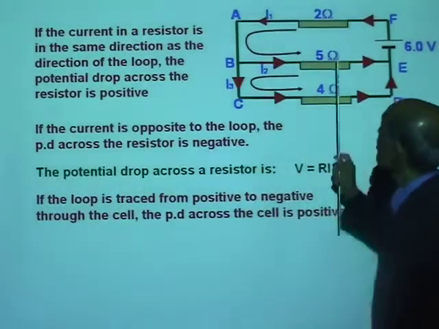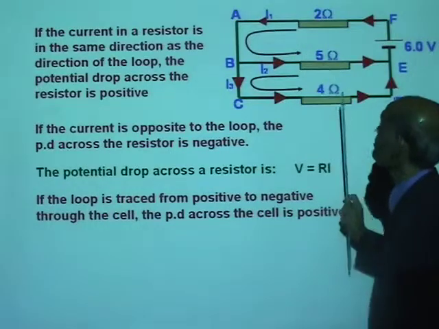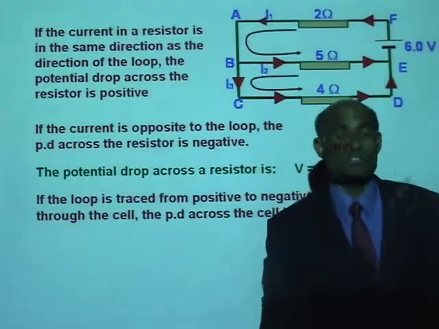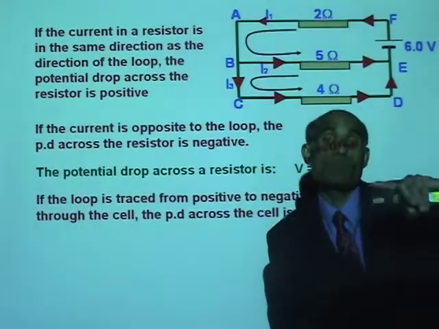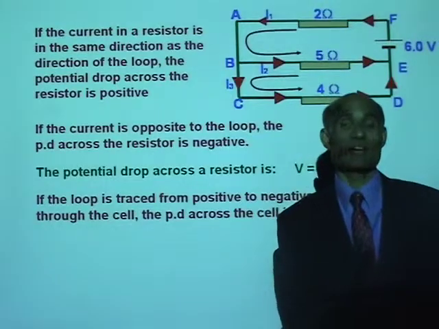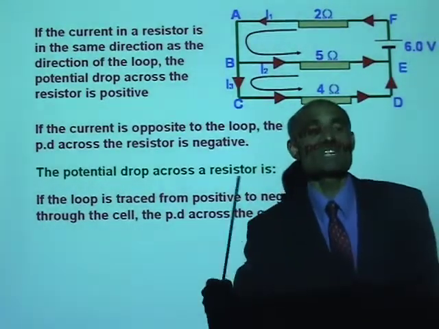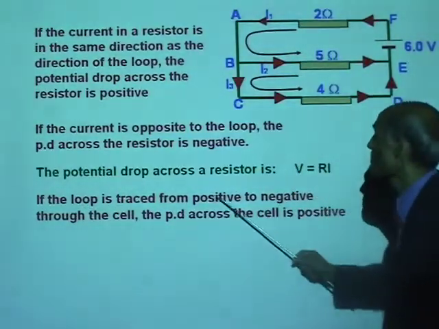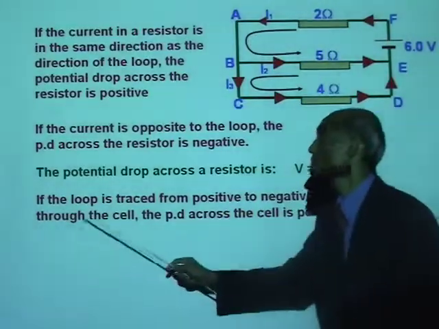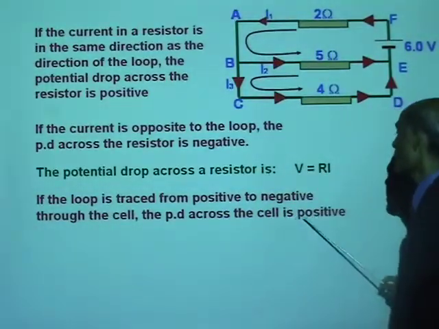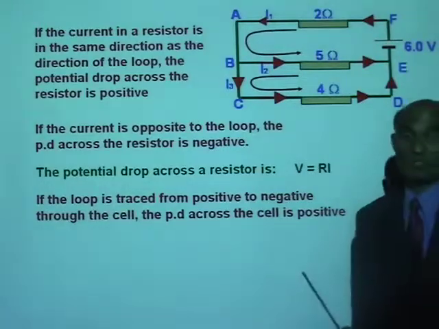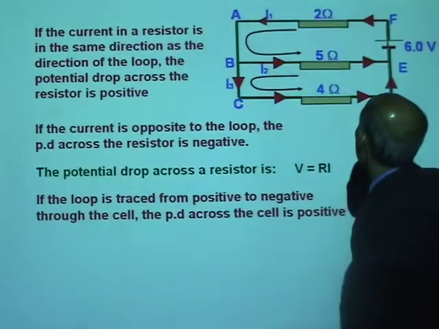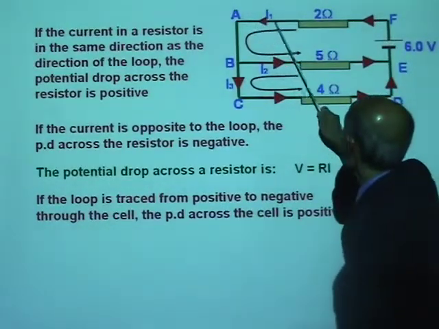Alright, now we talked about the potential drop across resistors. If there are cells or batteries in the circuit, there is a potential drop across the battery as well. How do we assign a positive or negative sign for that? Now watch this. If the loop is traced from positive to negative through the cell, the potential drop across the cell is positive. For example, if I trace out this loop A, F, look at the direction in which the loop is coming.